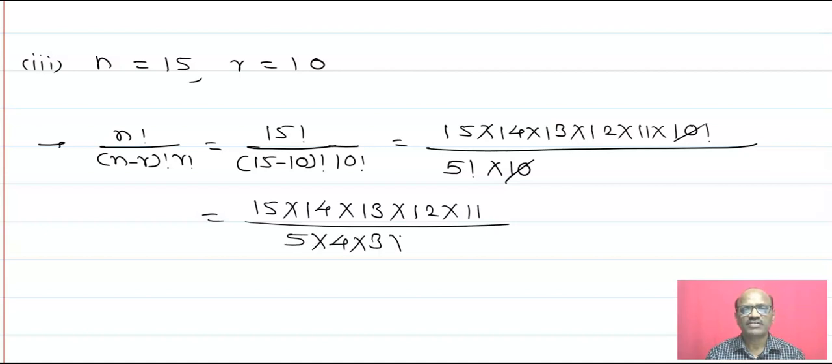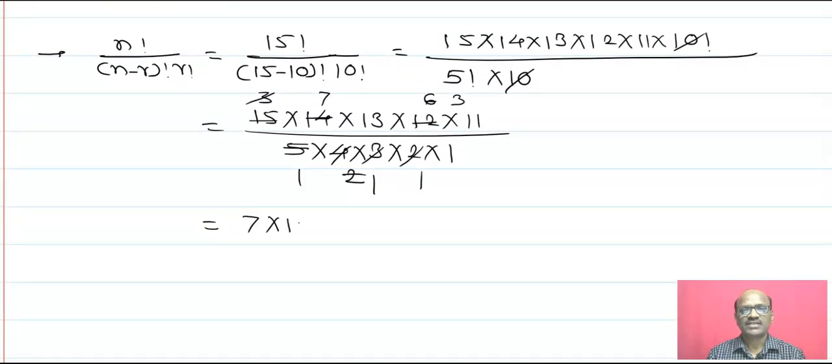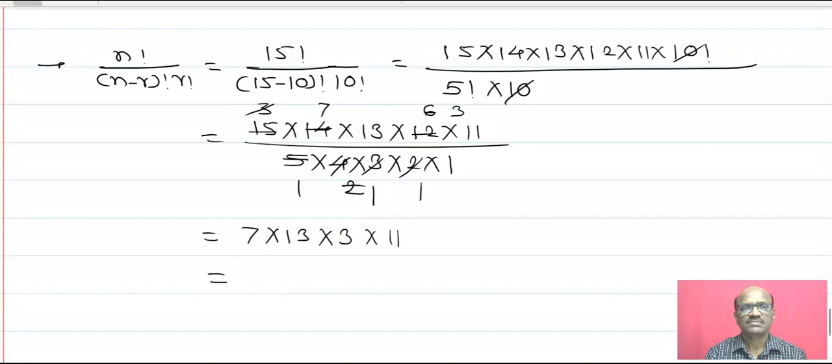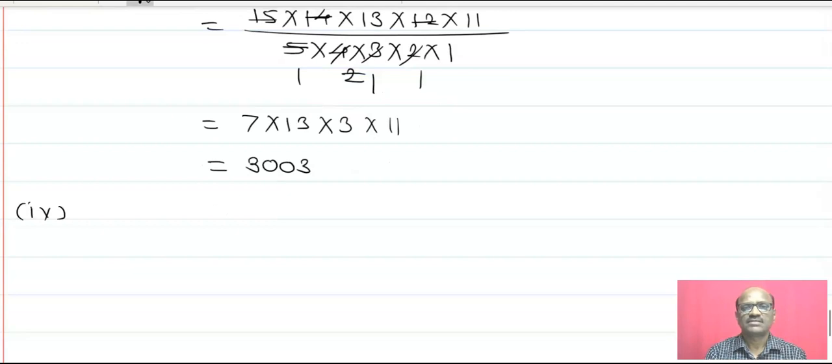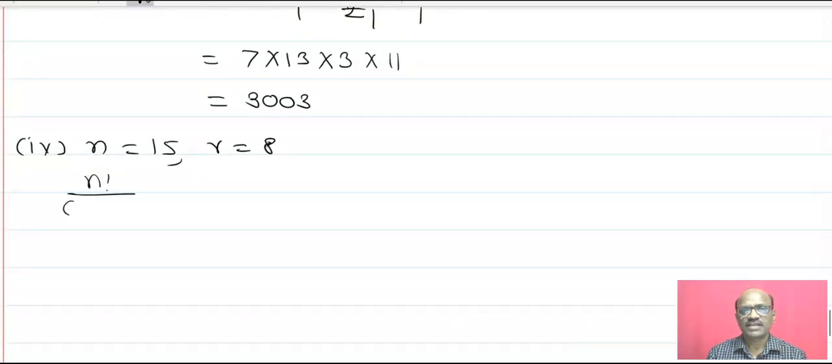That is 5 factorial means what? 5 into 4 into 3 into 2 into 1, and therefore the terms get cancelled. Now it is written as 7 into 13 into 3 into 11, that is 3003.